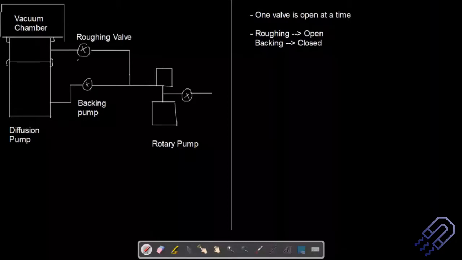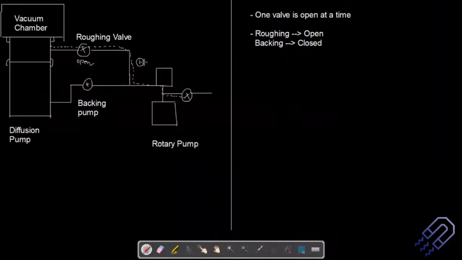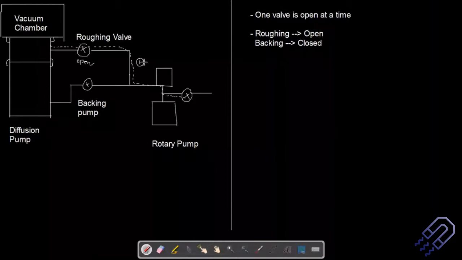So at the first stage this is open. As soon as this is open, the air will start rushing in and will flow following this particular path. This is the first step that happens here. We have kept this closed and this open, and the vacuum chamber is connected to both the diffusion pump and the rotary pump at the same time, but one of the pumps is open and the other is closed. This is how it works.